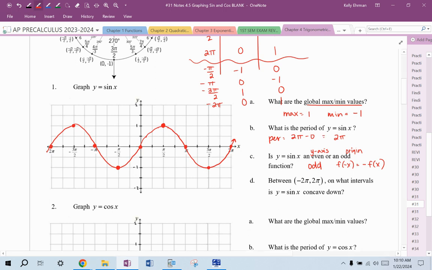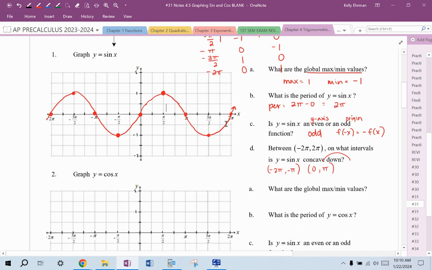Between negative 2 pi and 2 pi, on what intervals is y equals sine x concave down? So concave down looks like a frown. It looks like negative 2 pi to negative pi. And then concave up, and then concave down again, 0 to pi, and then concave up again. I'm using parentheses because remember, at these changeover points, that's a point of inflection. The graph is neither concave up nor concave down at that point.